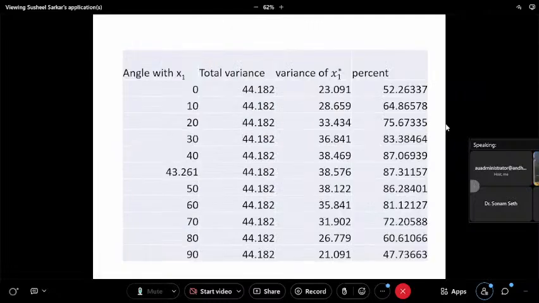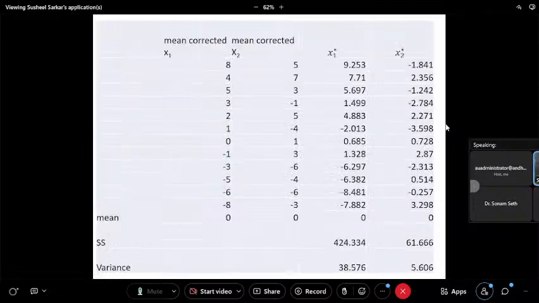And if we rotate it by 43.261 degrees, out of total variance 44.18, it is 38, and it is explaining 87.3% of total variability. Here you can see that after rotating 43.261 degrees, these are the values of x1 and these are the values of x2. X1 is now explaining 38.6 out of 44 point something, and x2 is 5.6.